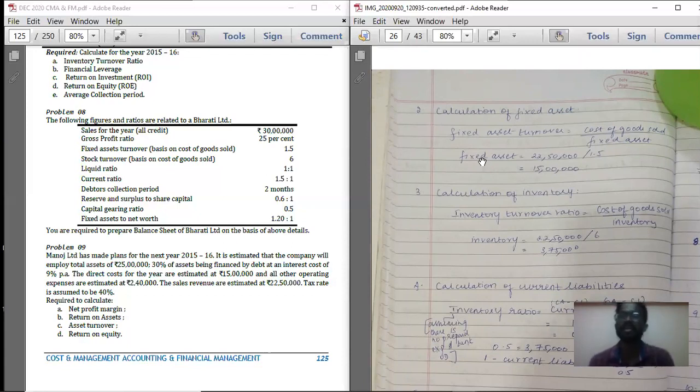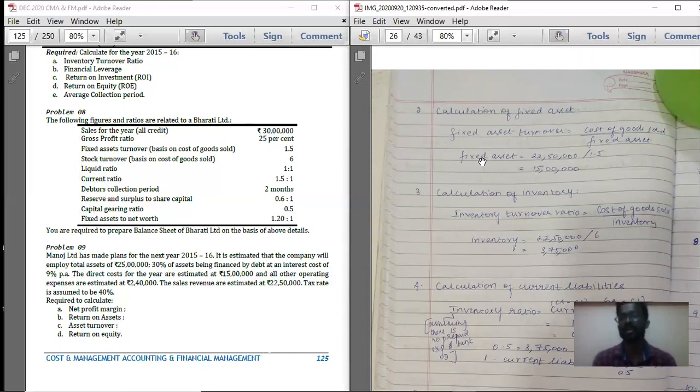Point number 3, calculation of inventory. Below that, what is the inventory turnover ratio formula? Cost of goods sold divided by average inventory. Okay. ITR, that is inventory turnover ratio, is equal to cost of goods sold divided by inventory.